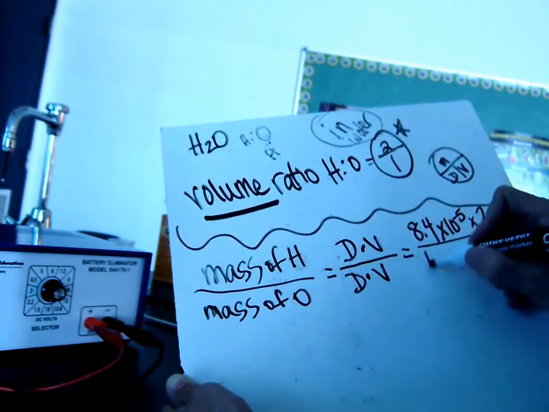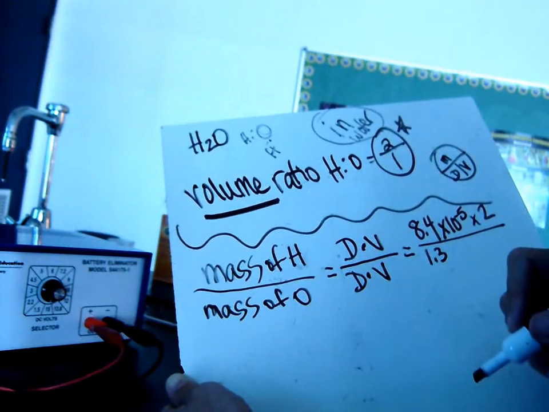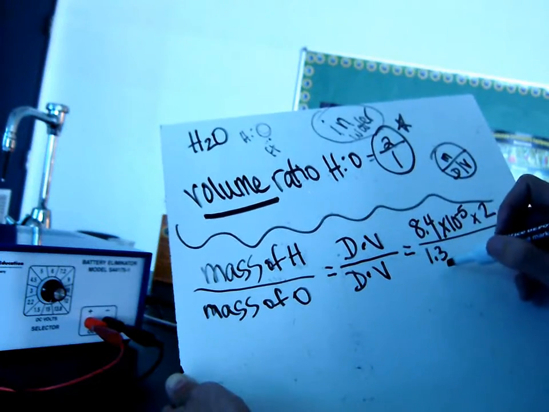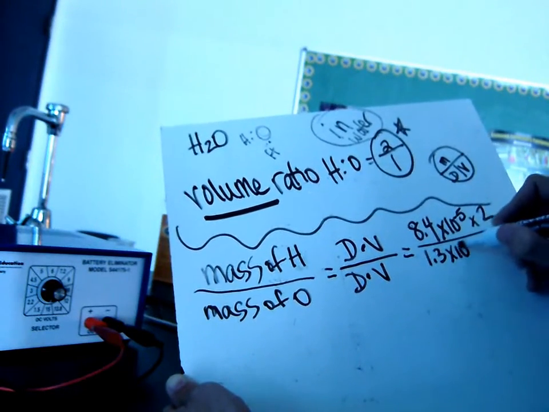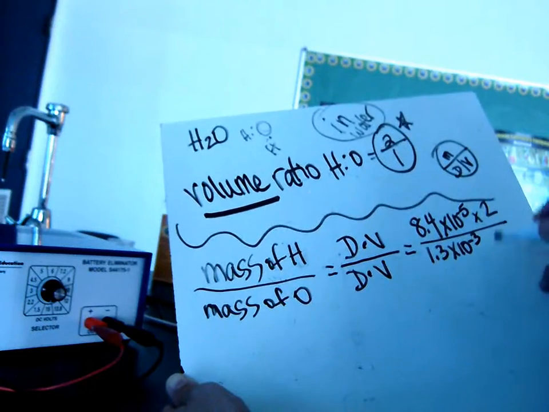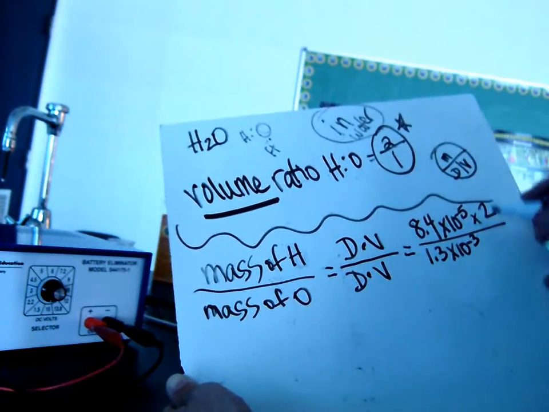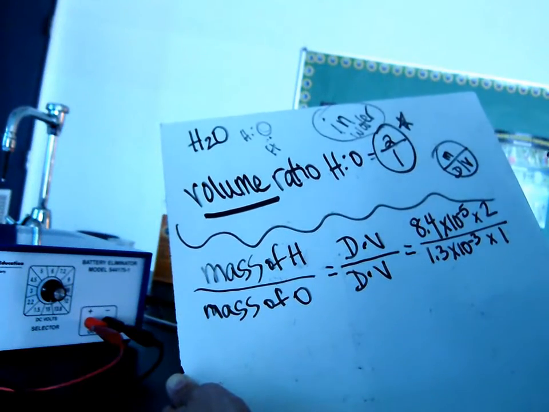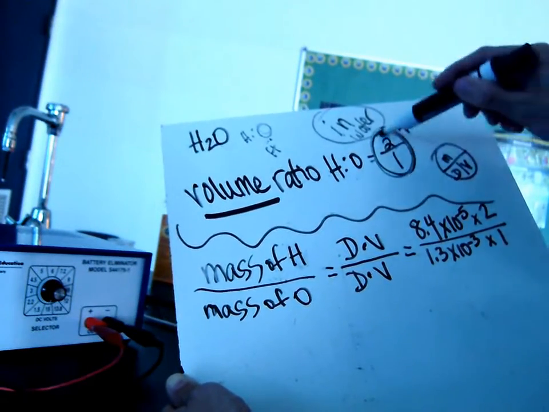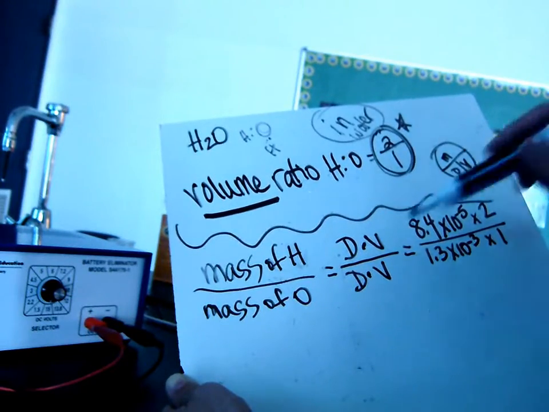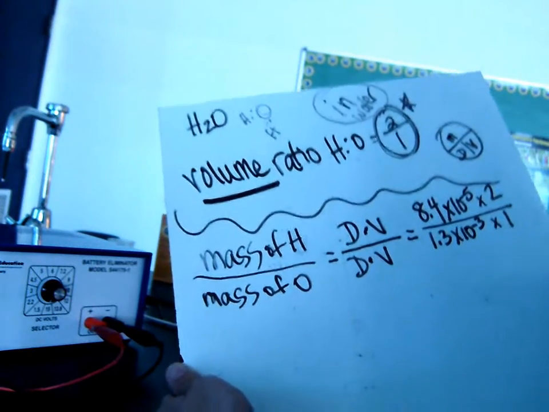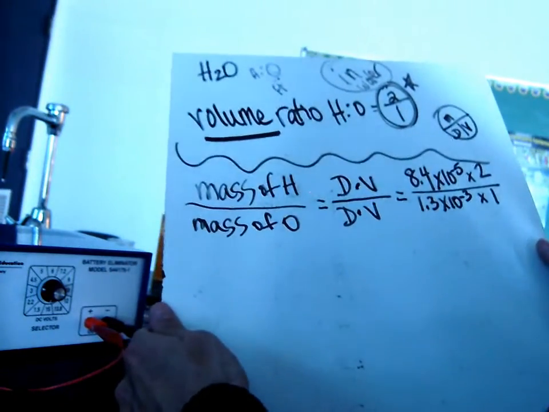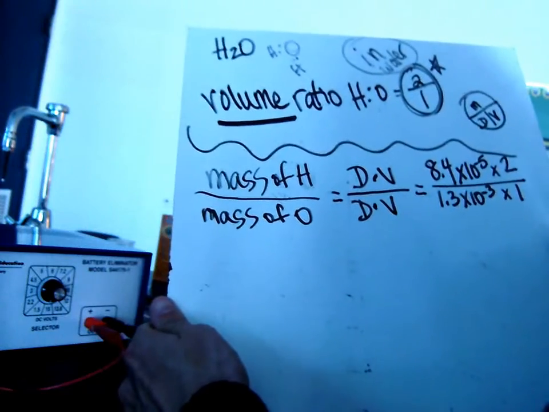The density of oxygen is 3.6. What did I just say, 3.6, when it's 1.3? No idea why I did that. 1.3 times 10 to the negative 3 times the volume, which is 1. And I know that I don't have to put times 1, but I want you to be able to see very clearly this 2 to 1 ratio here and the 2 to 1 ratio here for the volumes. So I wanted that to be obvious.